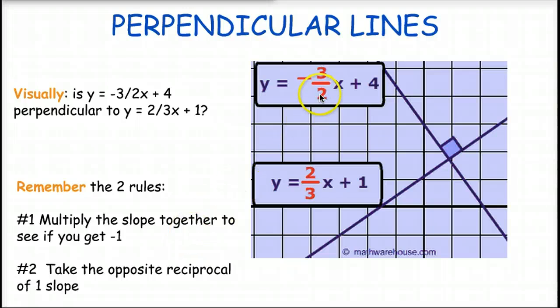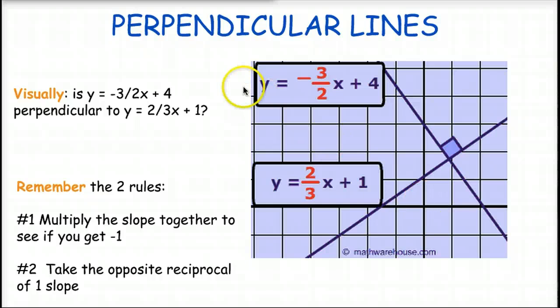So we would multiply negative 3/2 times 2/3. 3 times 2 is 6, and on the bottom, 2 times 3 is also 6. 6 divided by 6 is 1, with the negative here, so we do have a negative 1. We can also take the opposite reciprocal of one of the slopes. If we took negative 3/2 and took the opposite reciprocal, we would get a positive, flip this, 2/3, and that's what this is. So we have verified that these two lines have perpendicular slopes, so the two lines are perpendicular.